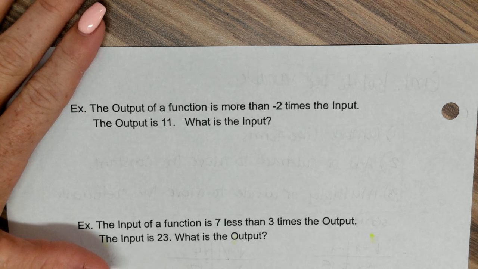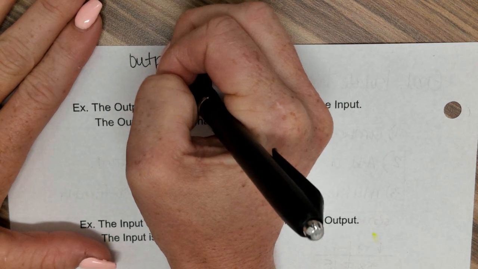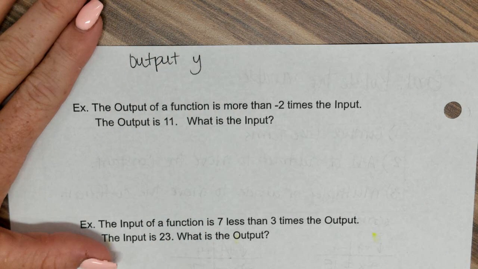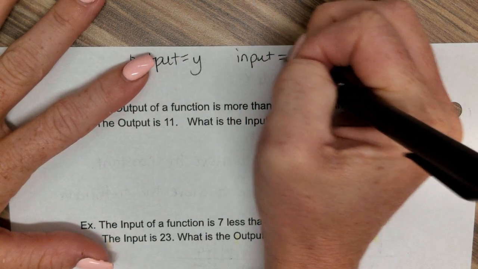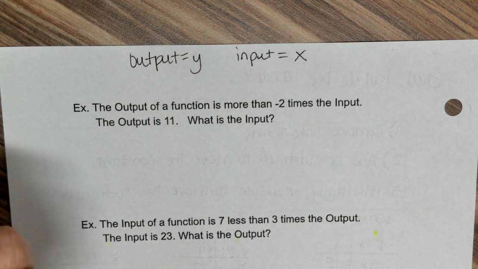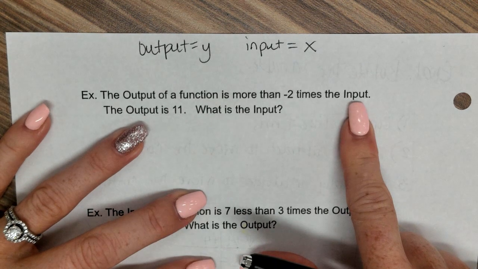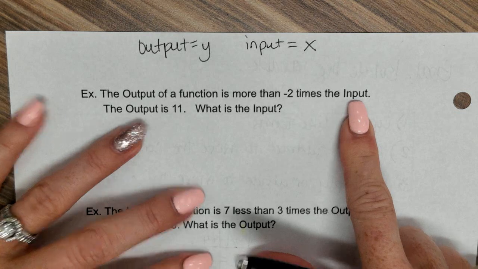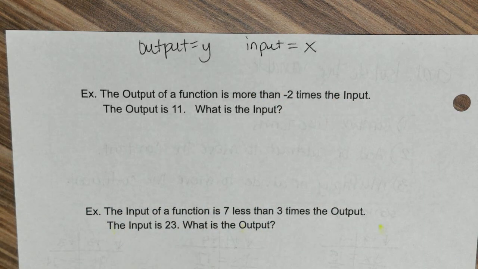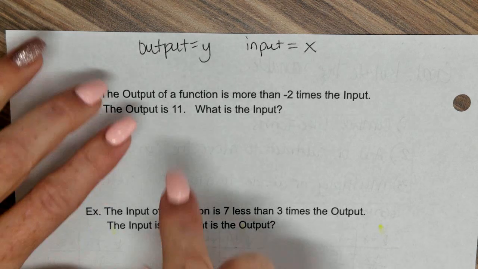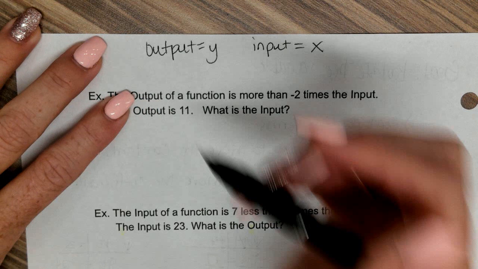Okay, write this down. If they say output, you're going to put a Y. If they say input, what are you going to put? You're going to put an X. So you're going to turn these verbal words, these mathematical words, into an equation. All you got to do is write what you read. Okay? Are y'all ready?